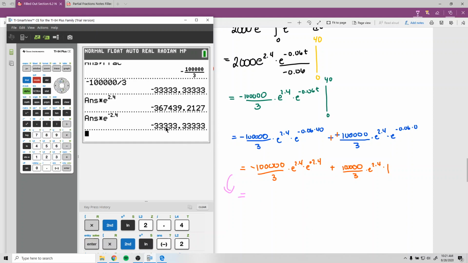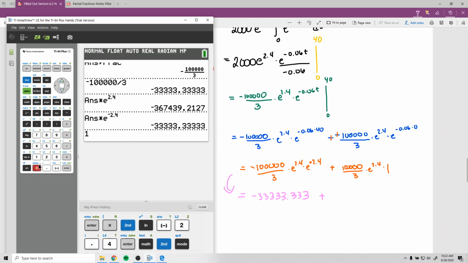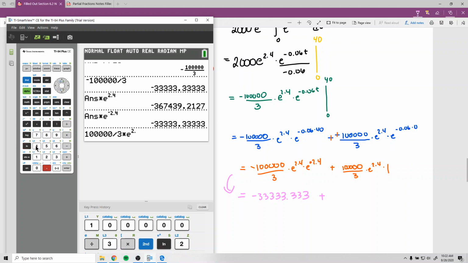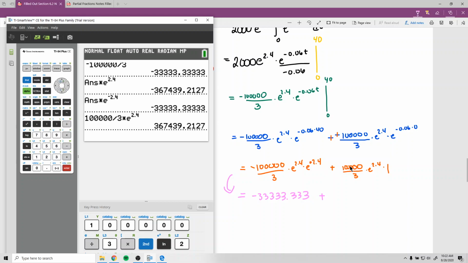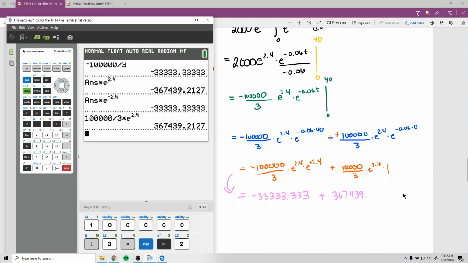So we get negative 33,333.33, plus, and then when we type the other one in, we get 100,000 divided by 3 times e raised to 2.4. I don't need to multiply the 1. I get 367,439.2127.